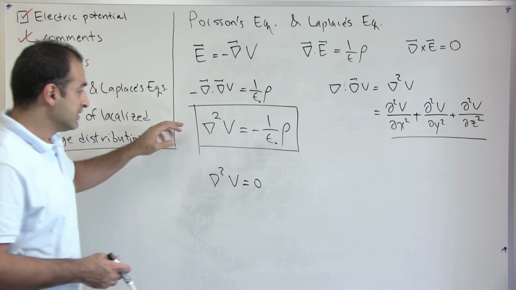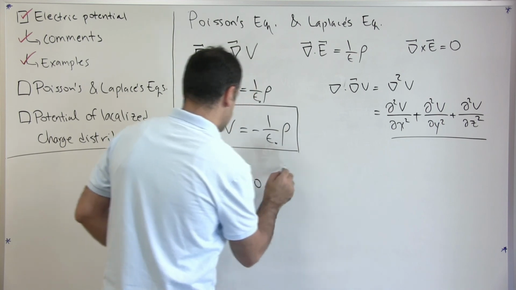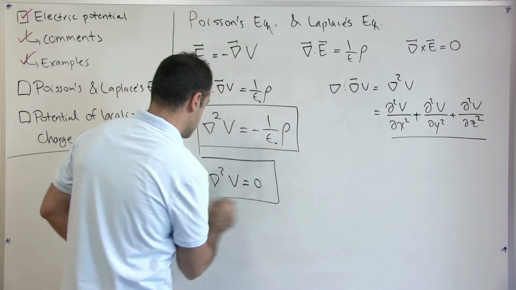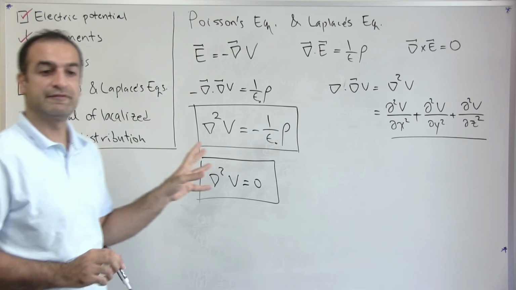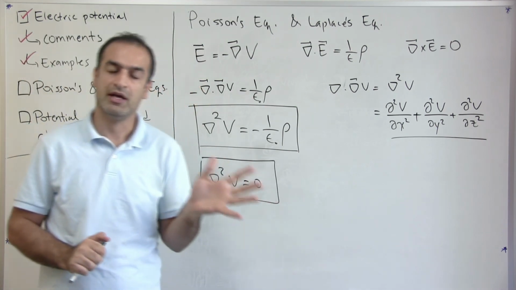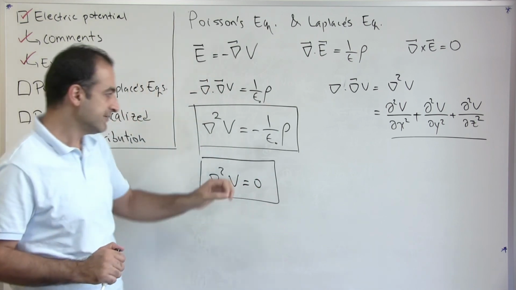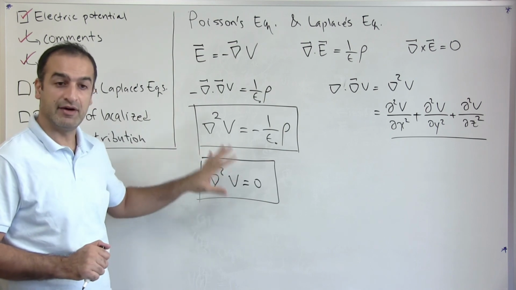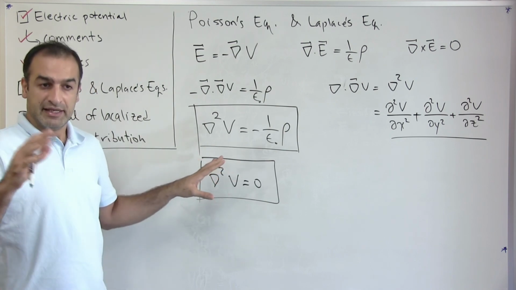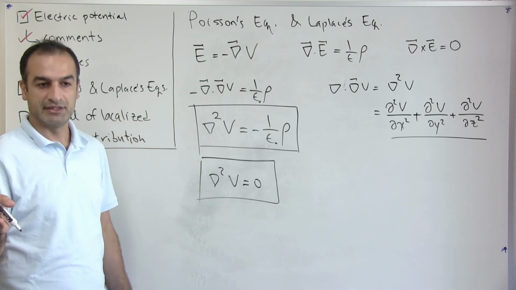This equation is Poisson's equation, and this one is Laplace's equation. Both are differential equations. If you want to solve a differential equation, part of that is that the function should satisfy the equation. An equally important part is that it should satisfy boundary conditions.